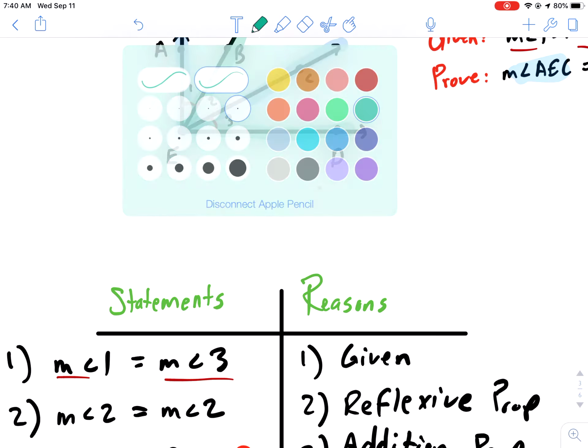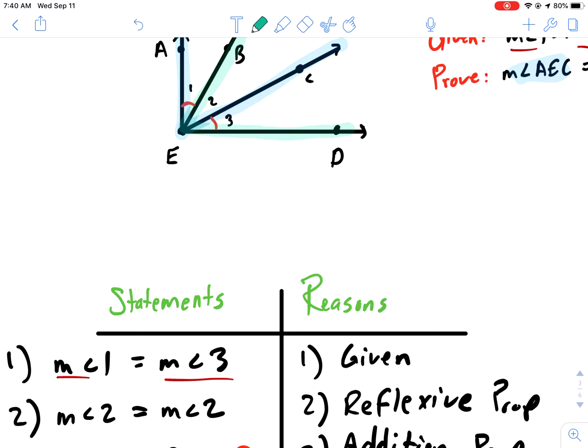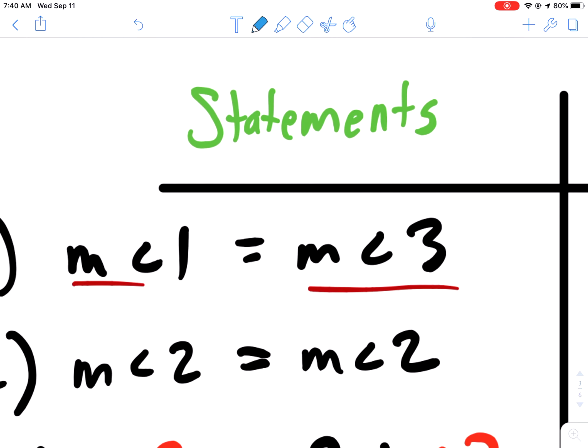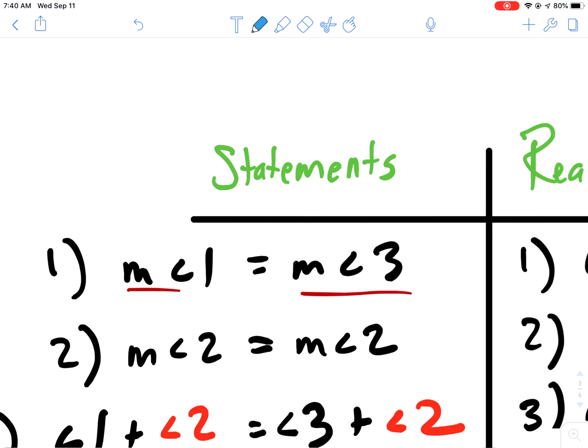Now, measure of angle 2 is equal to measure of angle 2. This is the reflexive property. I said that I would explain why we need the reflexive property. I mean, after all, doesn't it make sense that measure of angle 2 is equal to measure of angle 2? Well, this is why.